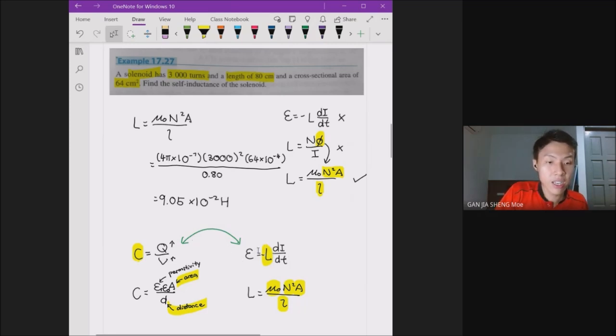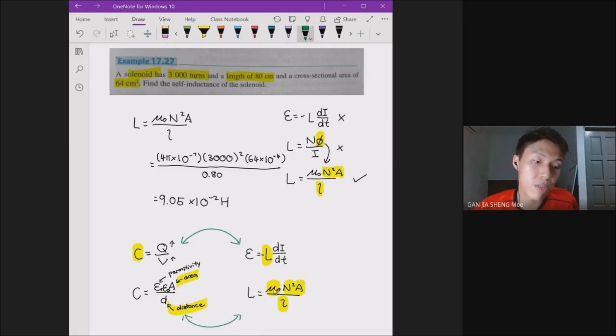Okay, but this C here is constant. It will not change with Q and V. This L here is constant. It does not change with the induced EMF and the change of current. It doesn't change. The L here doesn't change. The C over here depends on the shape of the capacitor and the material that you insert in between the plates. The L here depends on the shape of the inductor and what you insert inside the inductor. So I hope you are able to see that these two equations have a similar purpose to each other. Okay, a ratio of something. This one is to show you what it depends on.